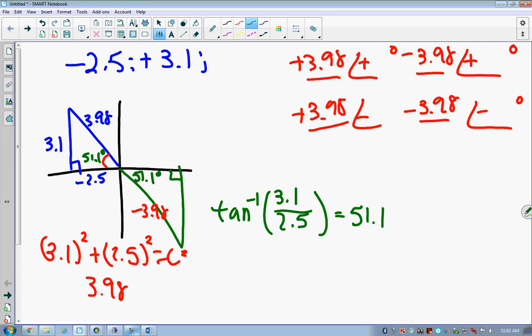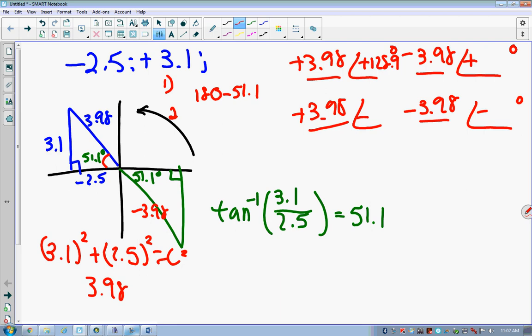Let's start with our positive, which is our positive 3.98. If I want the positive of that, I'm going to go counterclockwise. So how do I find that? 180 minus 51.1. That's my first one. What do I get? Positive 128.9. So that's my first.